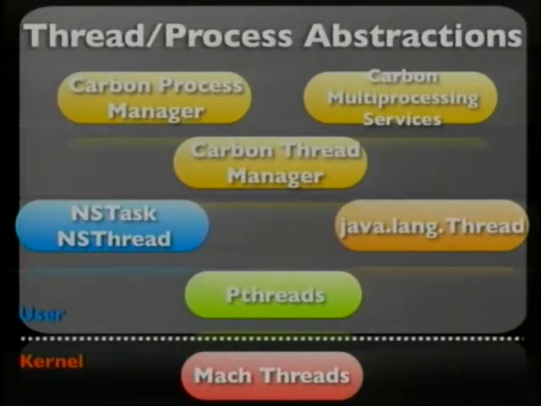So the thing that eventually runs in the kernel is a Mach thread. But depending on what you're programming, and whether you're using Cocoa or Carbon or Java or something else, you would deal with your own thread or process abstraction. But in user space, everything eventually boils down to a POSIX thread, or a pthread, which has a one-to-one mapping with a Mach thread in the kernel.